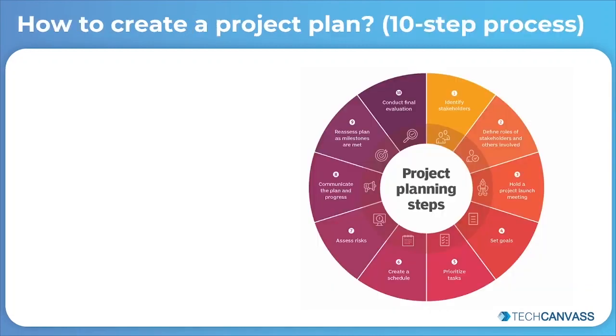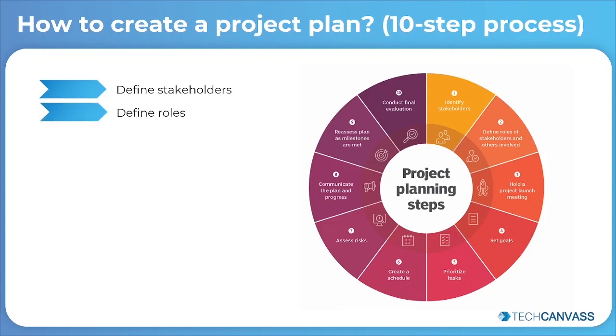Now, a project plan includes 10 steps. So we can also say it is a 10-step process. First one is define stakeholders. The stakeholders include anyone with an interest in the project. They can include the customer or end user, members of the project team, other people in the organization the project will affect, and maybe an outside organization or individual with an interest.